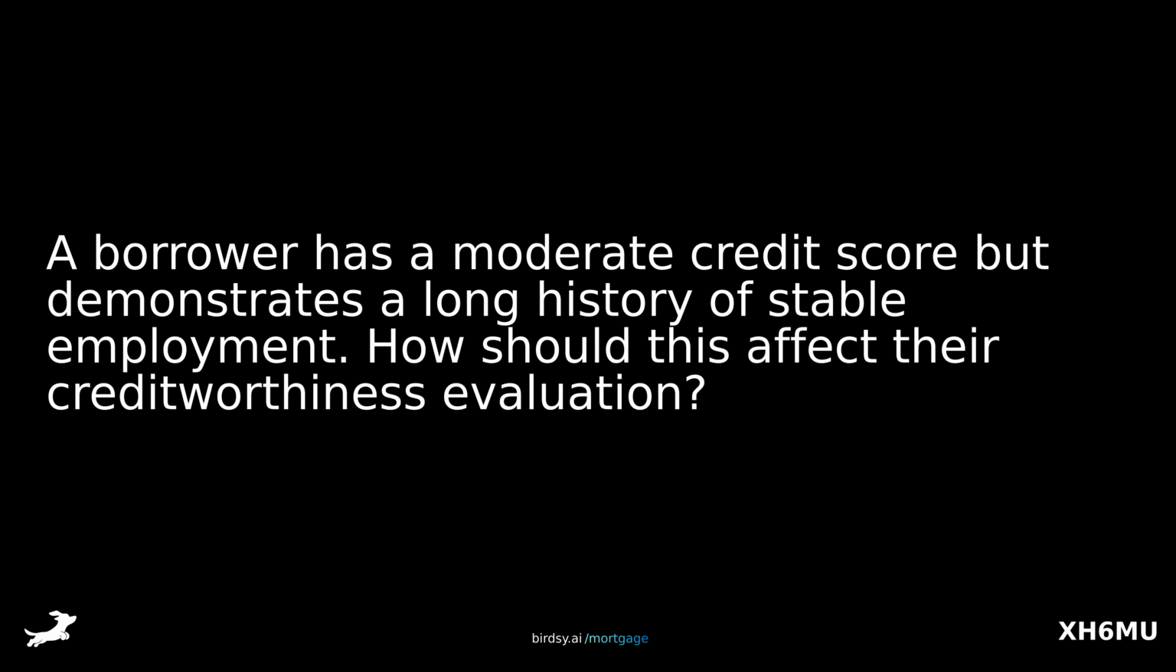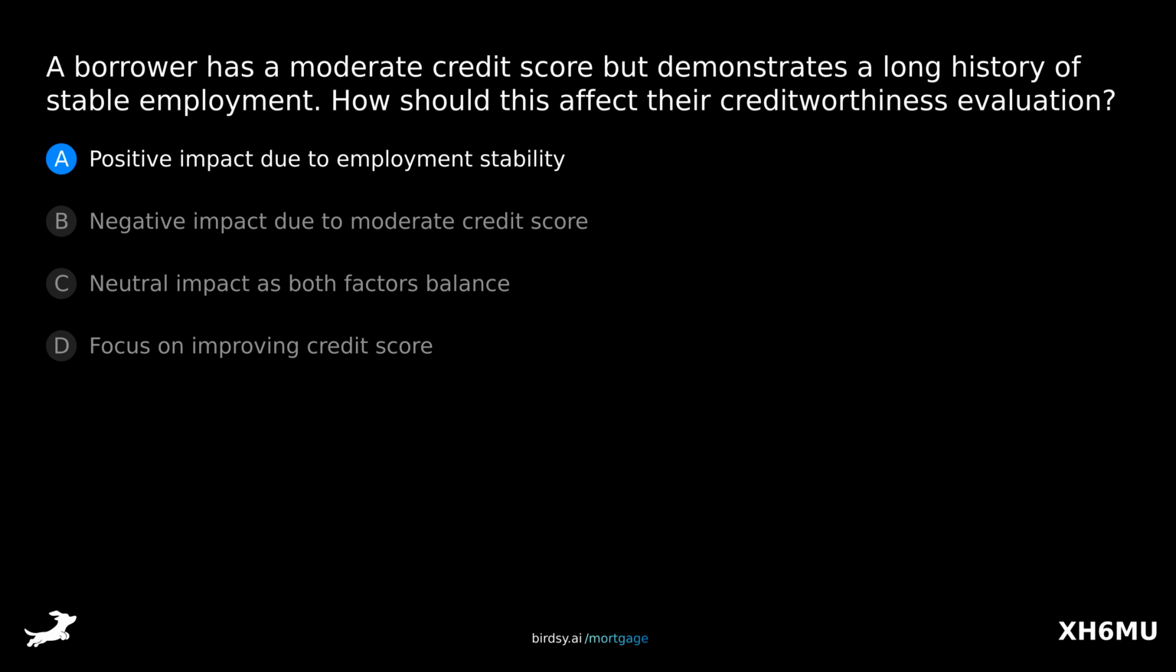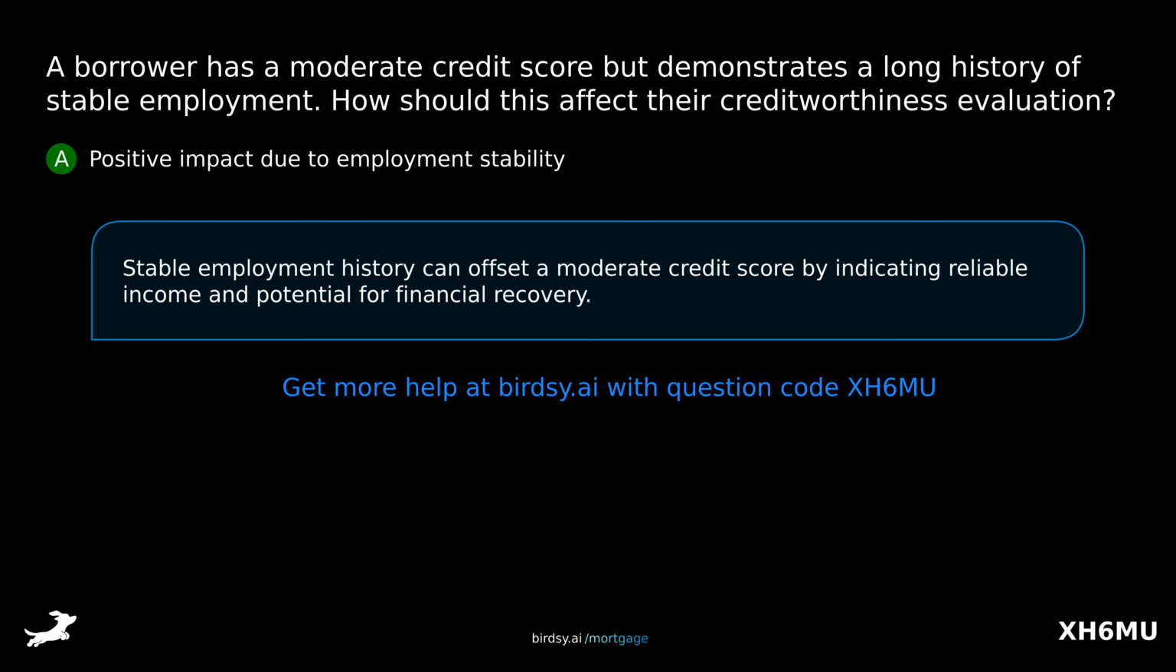A borrower has a moderate credit score but demonstrates a long history of stable employment. How should this affect their creditworthiness evaluation? Is it A, positive impact due to employment stability, B, negative impact due to moderate credit score, C, neutral impact as both factors balance, or D, focus on improving credit score? The answer is A, positive impact due to employment stability. Stable employment history can offset a moderate credit score by indicating reliable income and potential for financial recovery.